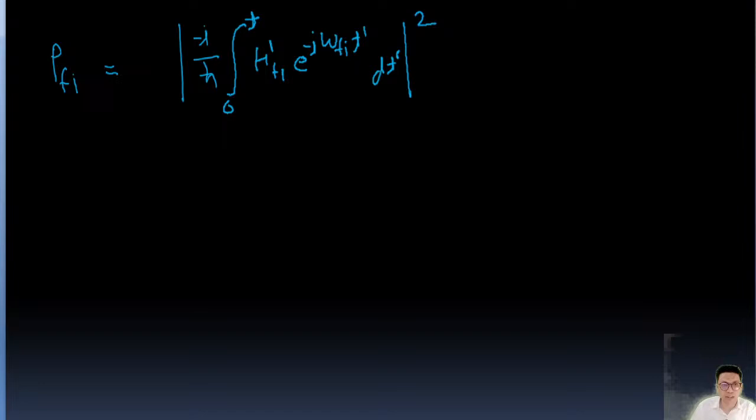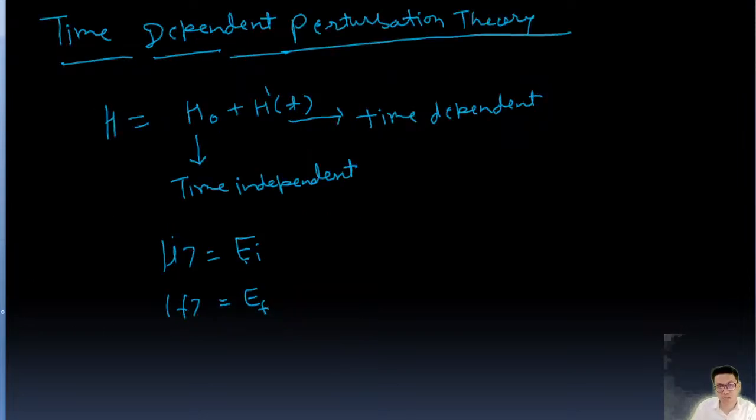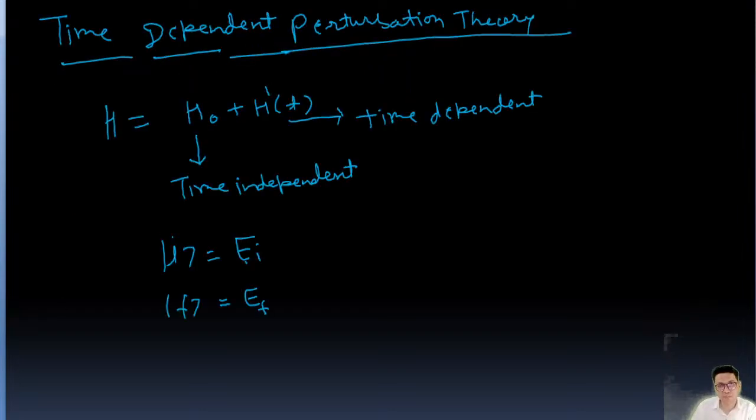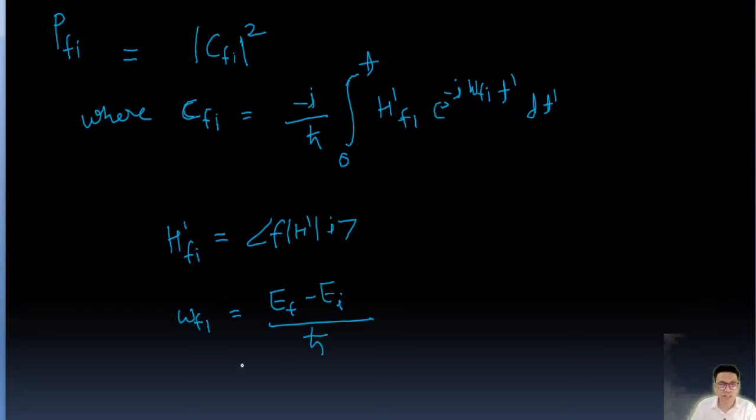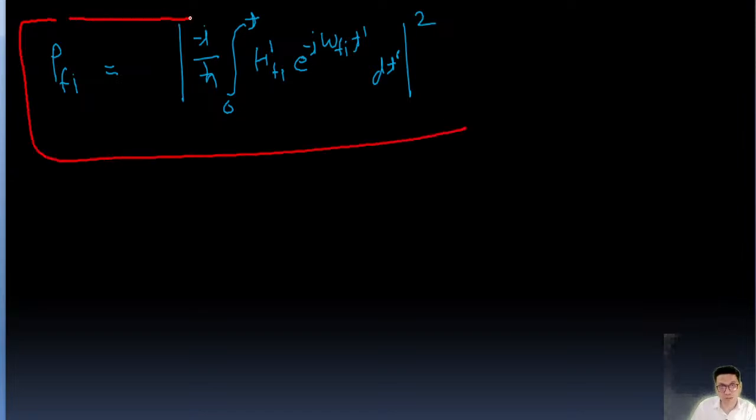Here I have already explained, H dash fi is the matrix element of H dash between f and i, and these are the final and initial states, right? And omega fi value is Ef minus Ei upon h cut. This is a very important formula, guys. We'll solve questions which were asked in CSIR NET. You need to note it down and memorize it and solve questions using this formula.